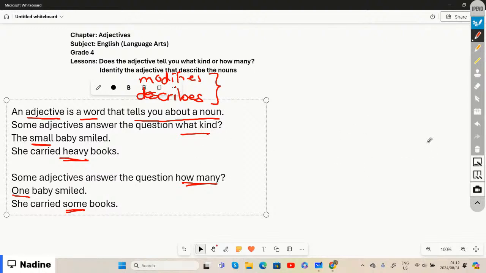All right. So when it comes to adjectives, we see that an adjective is a word that tells you about the noun. It describes the noun, it modifies the noun. And when it comes to adjectives, we need to answer two questions. What kind of, or how many?